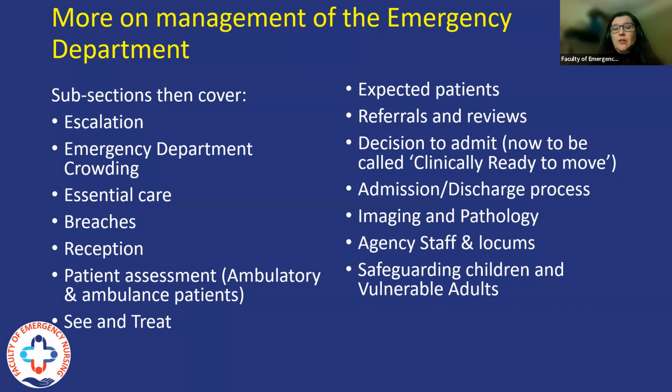Then agency and locums and how we're going to deal with that, and then safeguarding children and vulnerable adults and making sure we don't mess up there. So the essential care and the safeguarding, really, really important. And none of this has anything to do with what is wrong with the patient and why they came. So this is what you can do for everybody.